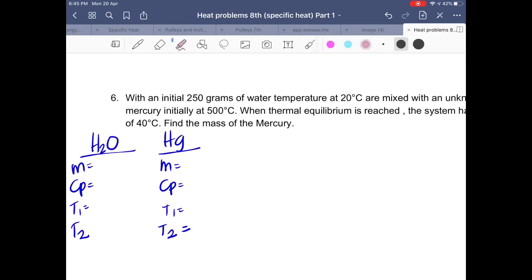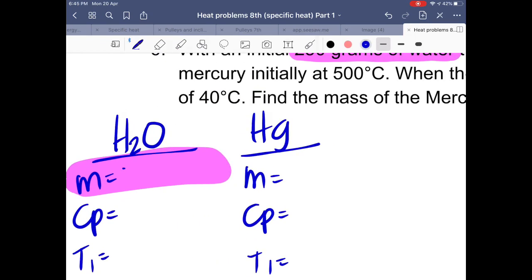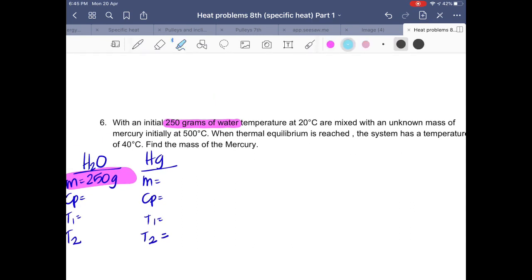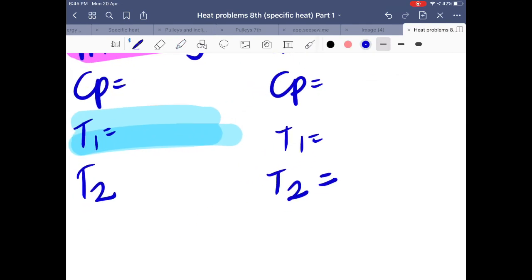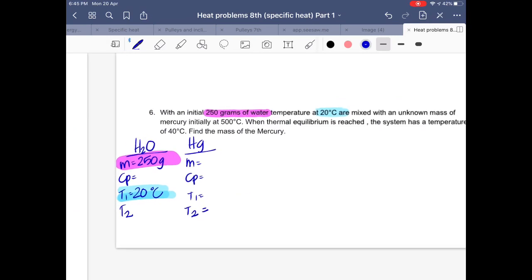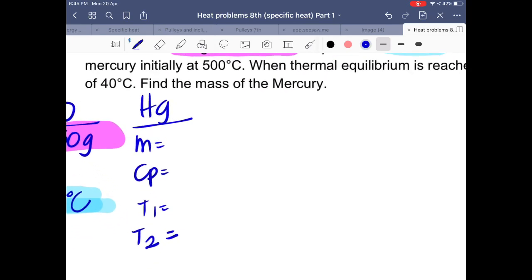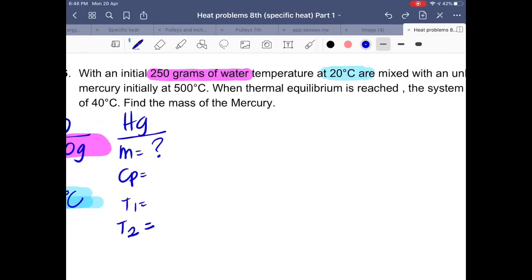So, let's start. We have 250 grams of water with an initial temperature of 20 degrees Celsius. It is mixed with an unknown mass of mercury. You don't know the mass, so they're probably asking for it. So we have 500 degrees Celsius of mercury.